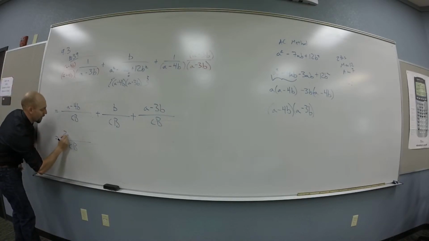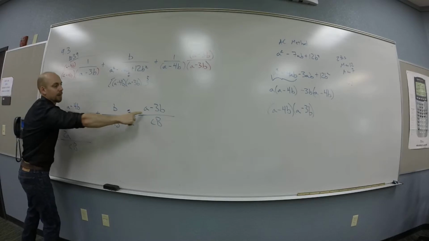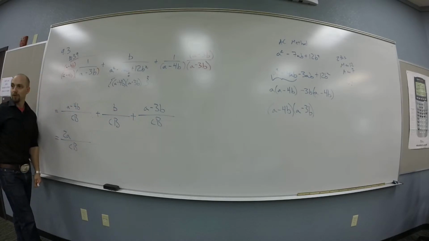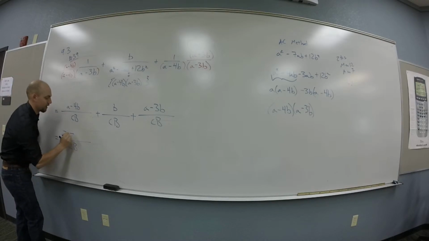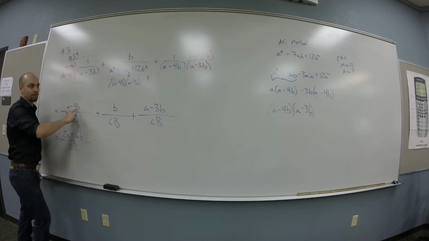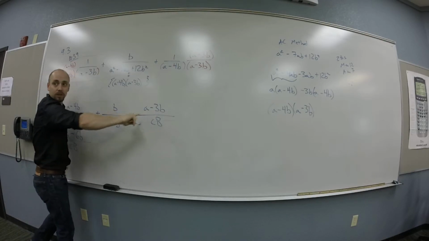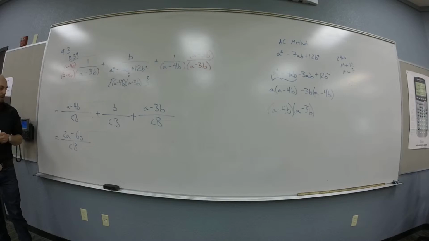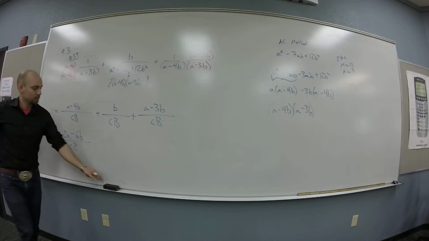So I'm with the 2a, right? There's an a and an a there. Combining like terms will get me a 2a. And minus 6b. Negative 4 plus 1 minus 3 gives me negative 6. So right now I'm sitting at 2a minus 6b over the common bottom.